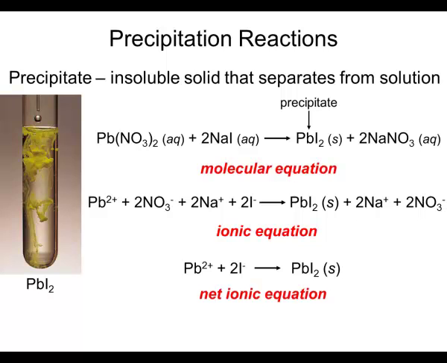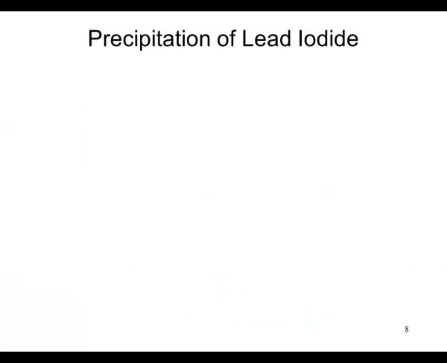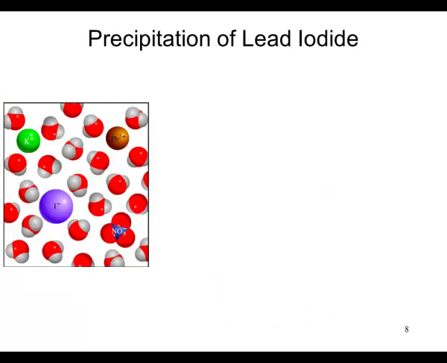What about the sodium and the nitrate? They are spectator ions. Here's a graphic showing the precipitation of the lead iodide.